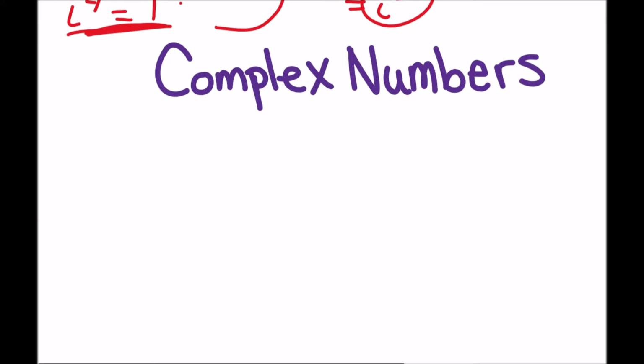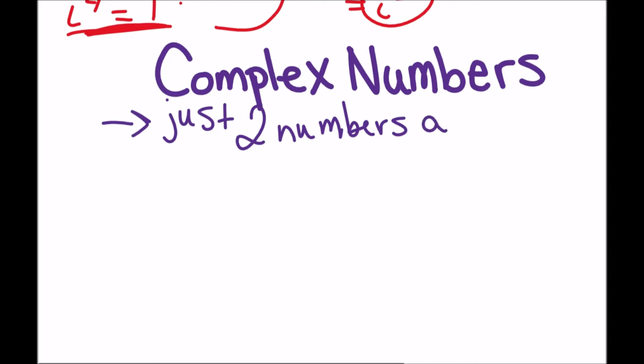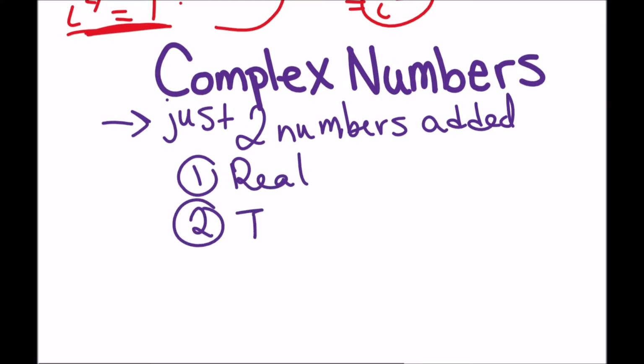So for today's topic, we are going to be focusing on complex numbers. Okay, and all this is basically just adding two numbers together is how you can think of it. So the first type of number we're adding is a real number, and the second type of number we're adding is an imaginary number.